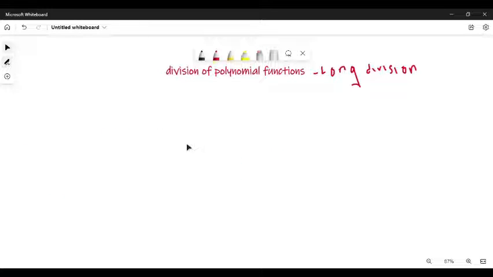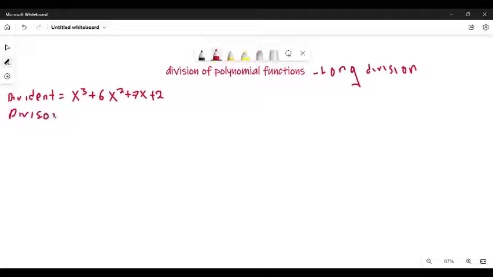Alright, so let us start. So starting this, I've got this polynomial. The dividend is this polynomial, which is x to the power 3 plus 6x squared plus 7x plus 2. Then the divisor is equal to x minus 1.